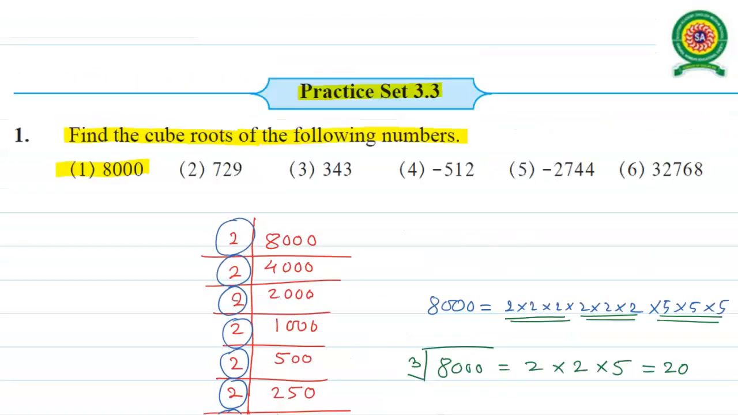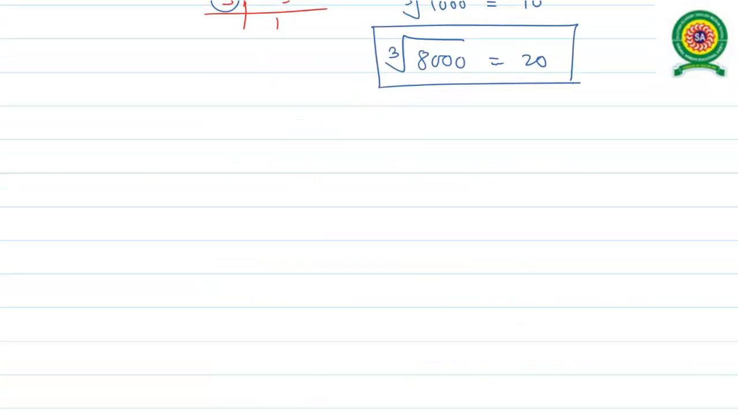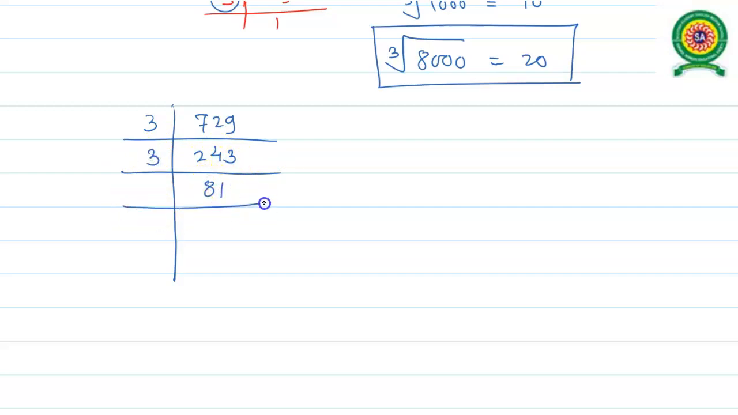Look at the second sub question. We have 729. Now for 729, as per the vertical division, we have to find its prime factorization. 729 is divisible by 3. 3 2s are 6, 3 4s are 12, and 3 3s are 9. Again, 243 is divisible by 3. 3 8s are 24, and 3 1s are 3.